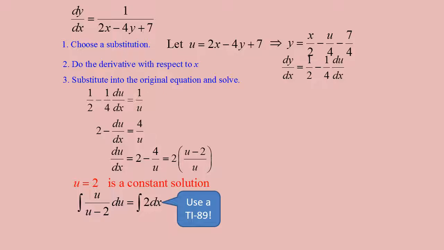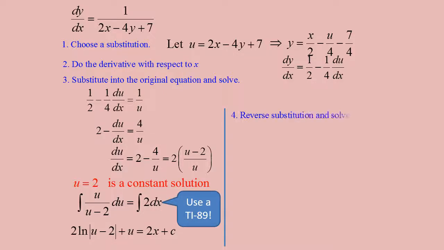One way, as you can see here, is to use your TI-89 and come up with 2 ln of u minus 2 plus u equals 2x plus c. We want to reverse the substitution. So in place of the u, we want to put 2x minus 4y plus 7. And of course, our goal would be to solve for the y to recover our function.